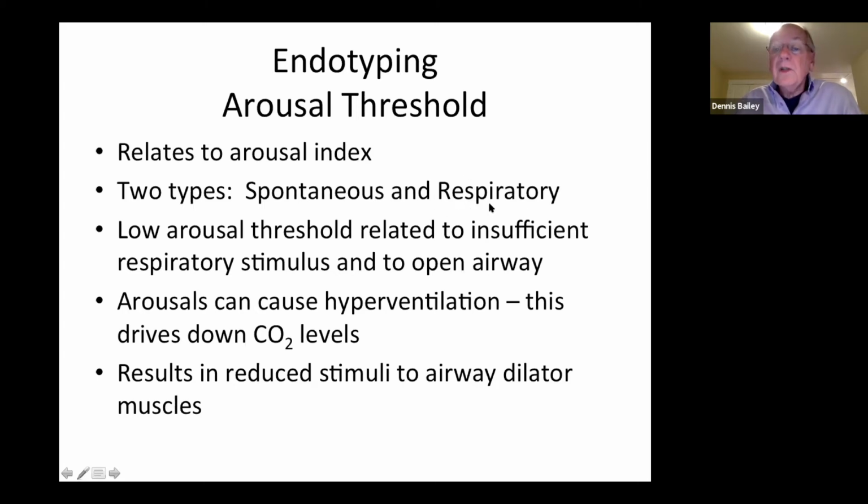So if their arousal index is very low, but their AHI is high, they're not going to be responding to the apneas and hypopneas that are occurring. So their responsiveness is delayed, meaning they have a low arousal threshold related to insufficient respiratory stimulus to open the airway. Arousals can actually cause hyperventilation. This drives down the CO2 level. When it drives down the CO2 level, there's not an adequate amount of stimulation to increase respiratory effort.